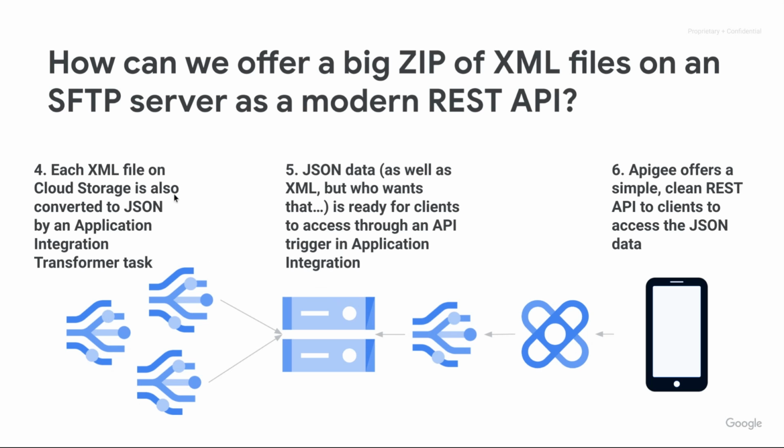From there, each cloud storage file is being triggered to be processed to JSON data as well through the application integration processing. And those JSON files are also being written to cloud storage, where then in step 6, Apigee APIs can easily be offered to clients so that they can authenticate themselves and get access to the high performance JSON data in real time and use that in their different apps and experiences.